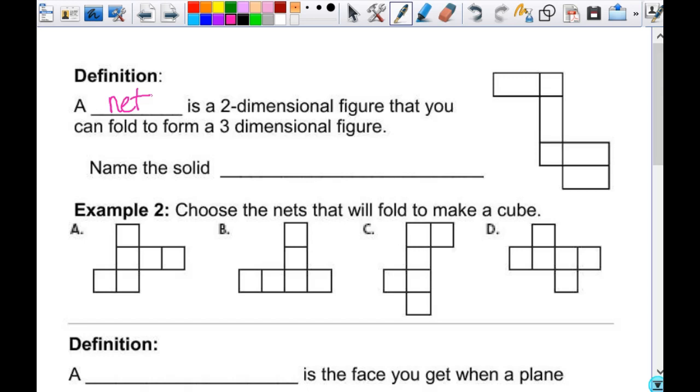So if we took that net and folded it up, what three-dimensional figure would we get? Rectangular prism.